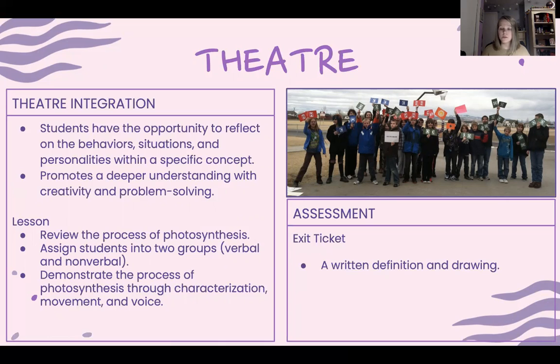Students will be assigned to two groups, a verbal and nonverbal group, which will eventually switch. Students will each be assigned a part or an element of photosynthesis that they have to demonstrate together with their group. My challenge with the nonverbal group is that they have to communicate through facial expressions and movements to get their ideas across. As for an exit ticket, students will write a definition and draw a picture of that respective definition. A vocabulary list will be posted on the board that they're able to choose from, and then this will just be turned into the teacher for a formative assessment.